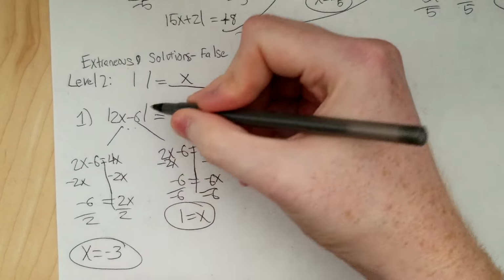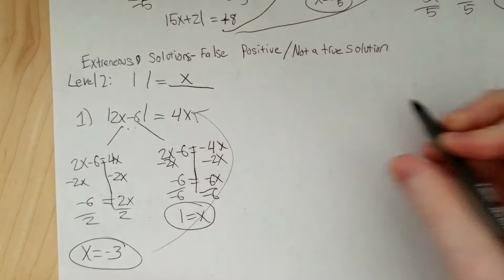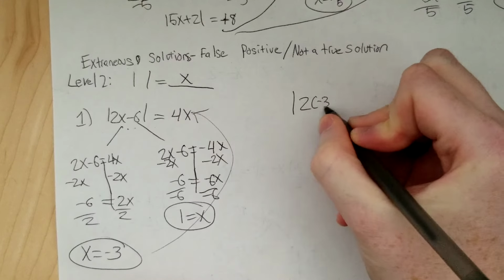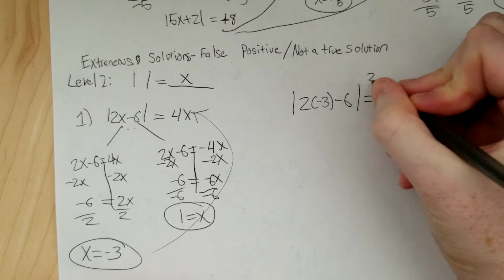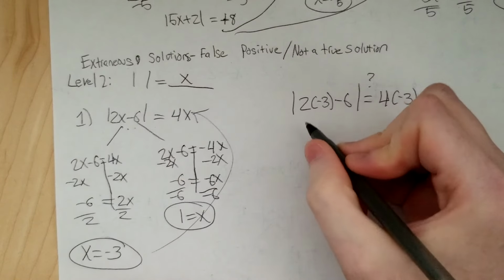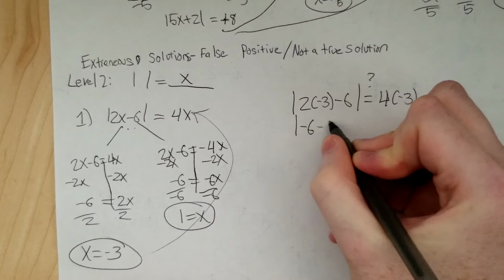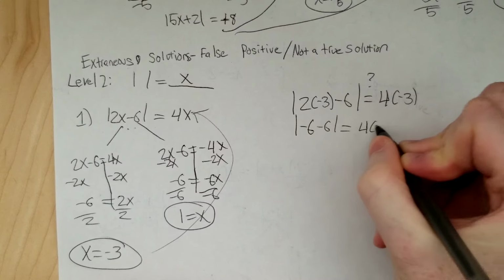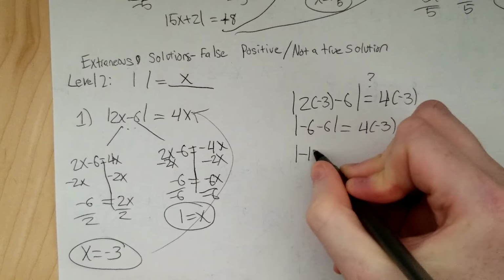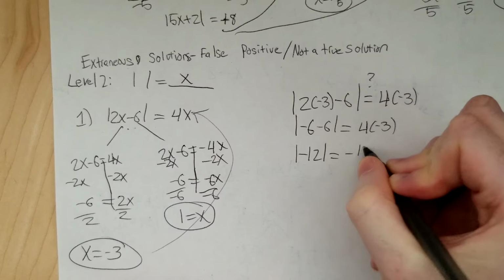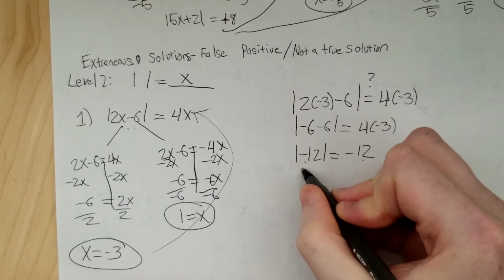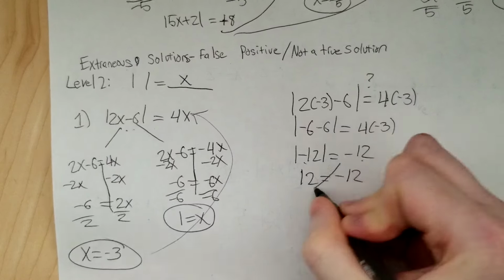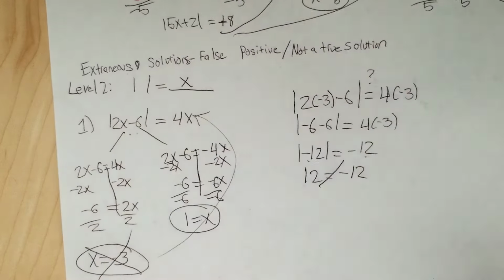So for example, I'm going to plug in -3, and you want to plug it into the very original equation. My question is, do I get the same thing on both sides of my equation? So this would be -6 minus 6, and this would be 4 times -3. So that would be the absolute value of -12 equals -12. Is the absolute value of -12 equal to -12? No, it is not, because remember, that would be 12. So this is not true, so we're going to eliminate this answer. It's not a true solution. It would be extraneous.